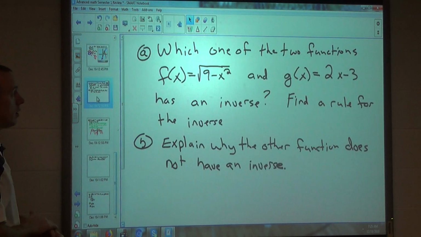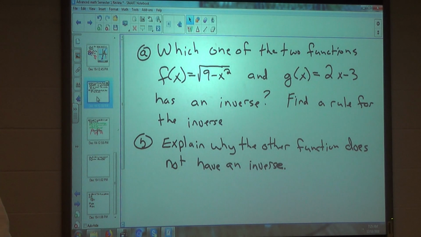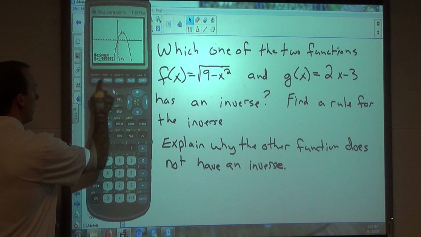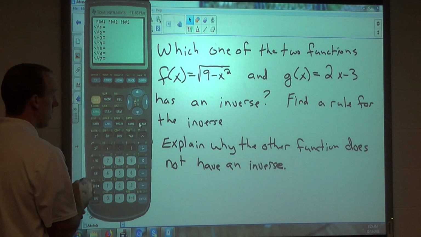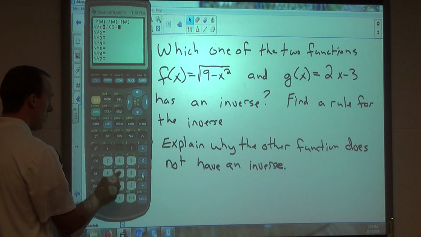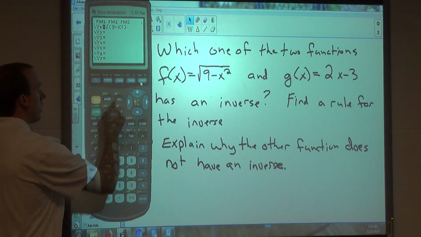Alrighty. Which one of these two functions has an inverse? So we gotta pick which one has an inverse, and then find the rule for the inverse and explain why the other function does not have an inverse. Well, so to check if some equation has an inverse, we can actually plug it in my calculator. So if I go second square root of 9 minus x squared. Okay, and I plug in my calculator and graph it.